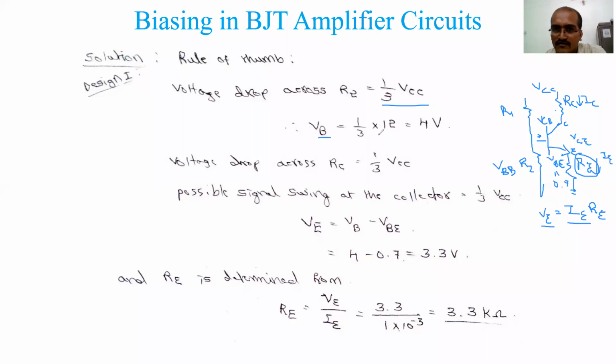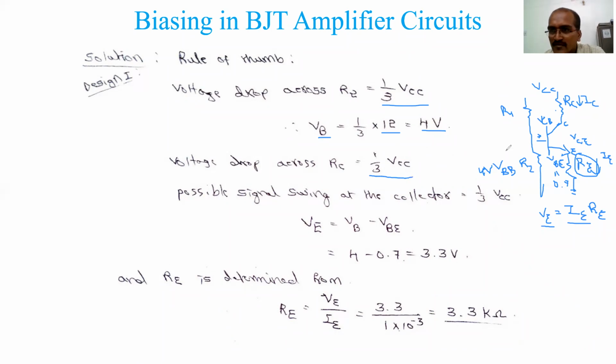So 1/3 of VCC, where the VCC value is 12, so from this we got the value as 4 volt. This VBB value here is 4 volt. Why am I finding this? Because I can apply KVL here. VB is known, so I can easily find out the VE value. If I know the VE value, I can find out the RE value. That's the idea.